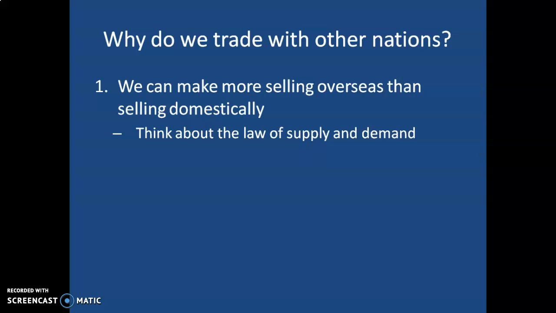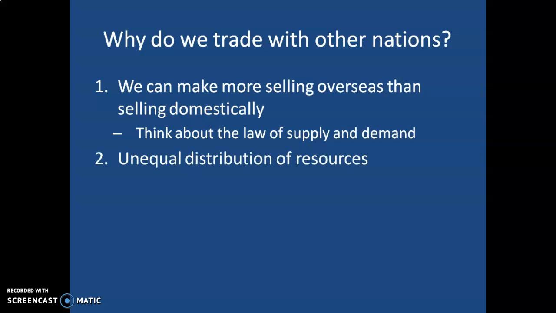Okay, so think about what happens if demand increases for the price of a good. When the demand increases, the price of the good will go up. If supply stays relatively constant and demand increases, then you're going to have higher prices for your good that you're trying to sell. Obviously, American producers love it when we can sell overseas because that will increase the demand for the goods that they're manufacturing. So that's one of the reasons we can make more money that way.